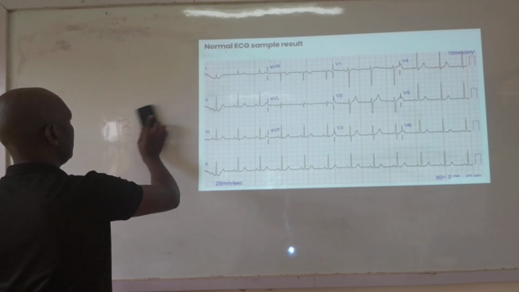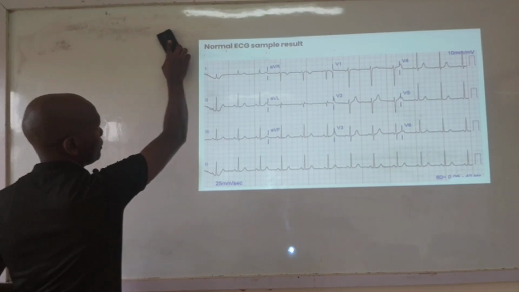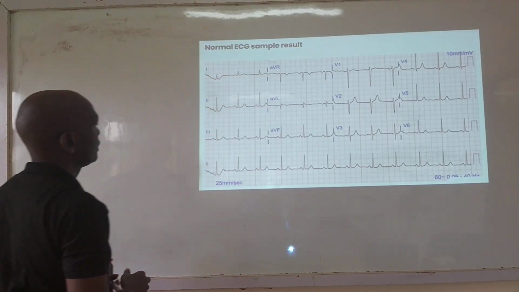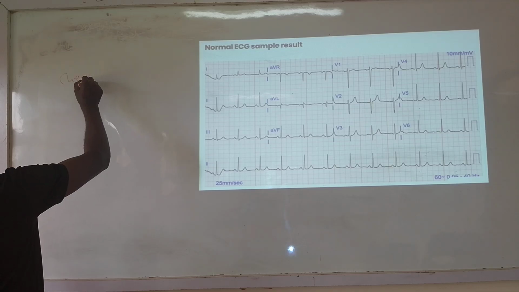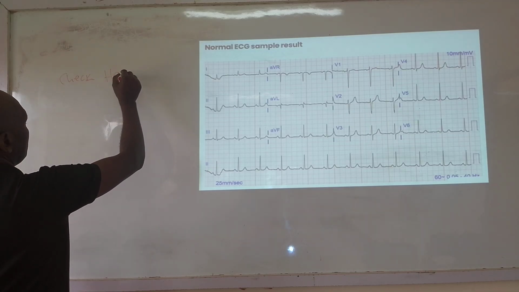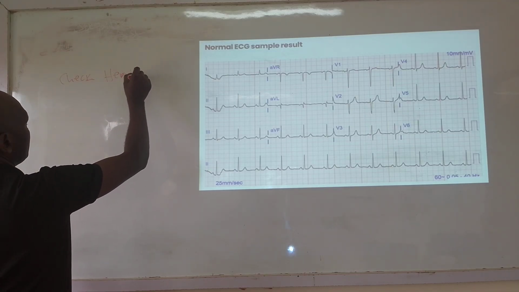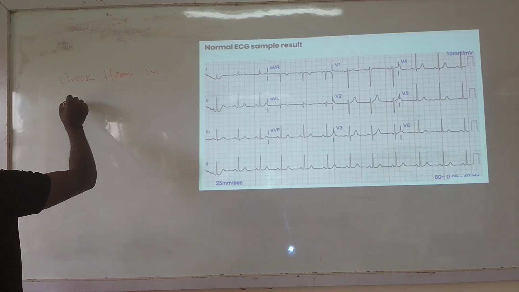So every row has 4 leads, and these leads are different, and each lead, we said from the definitions, checks the electrical activity of the heart at different angles.